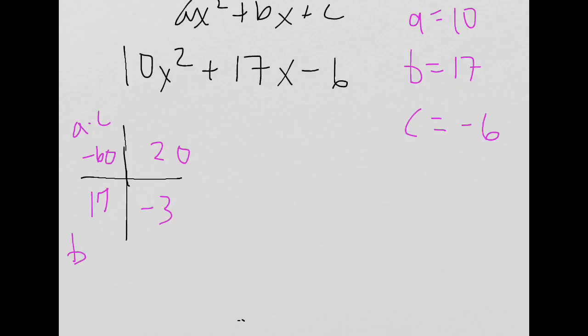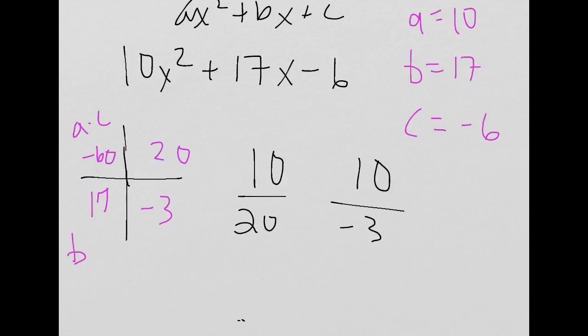From here, that's the hardest part, finding those two numbers. After that, unless you don't like reducing fractions, which most of you don't. All right. From here, I'm going to make two fractions, and I'm going to put 10 on the top of both of them. The reason I chose 10 is because that's in front here. Then I'm going to put 20 under one and negative 3 under the other fraction. And then I just want to simplify the fractions.